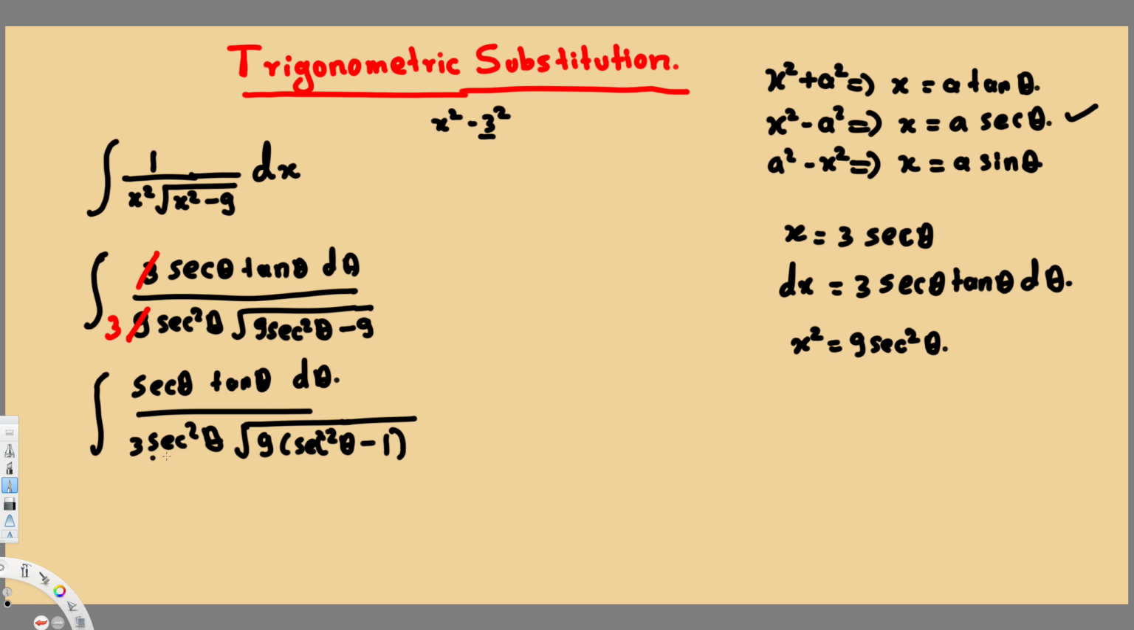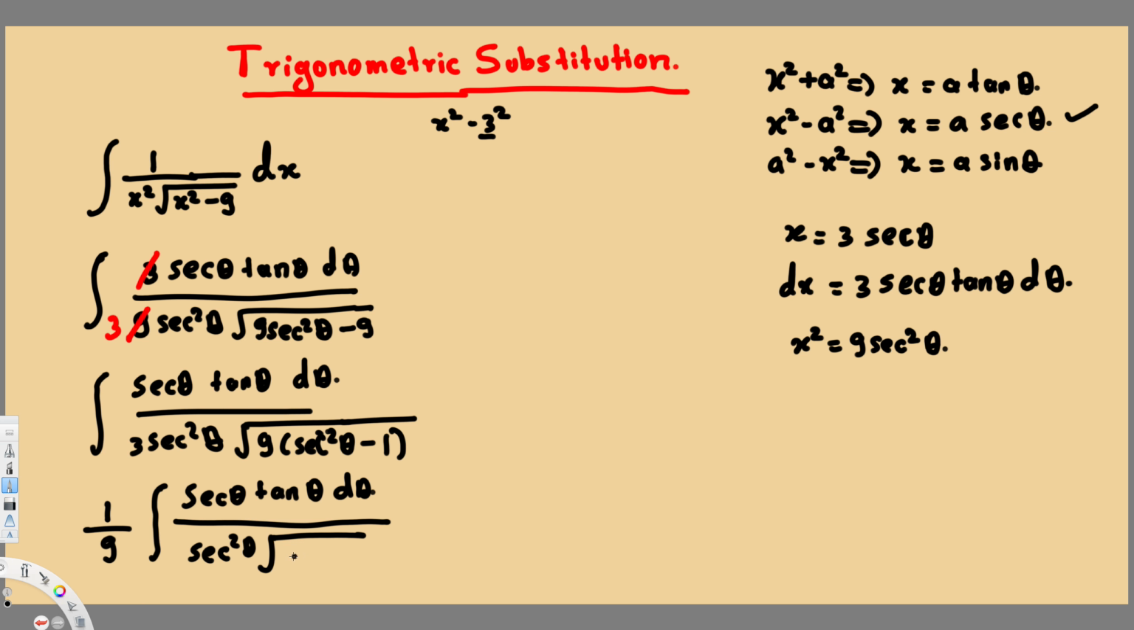Now if I take this one outside, this is going to be 3, and 3 times 3, that's going to be 9. So let's take this 1 over 9 outside, because this is a constant, so we don't have to keep it inside. So 1 over 9 outside, and we are going to have sec theta tan theta d theta, and then in the denominator we have sec square theta, and in the square root we have sec square theta minus 1. Now how can we get rid of this sec square theta minus 1 from this square root?